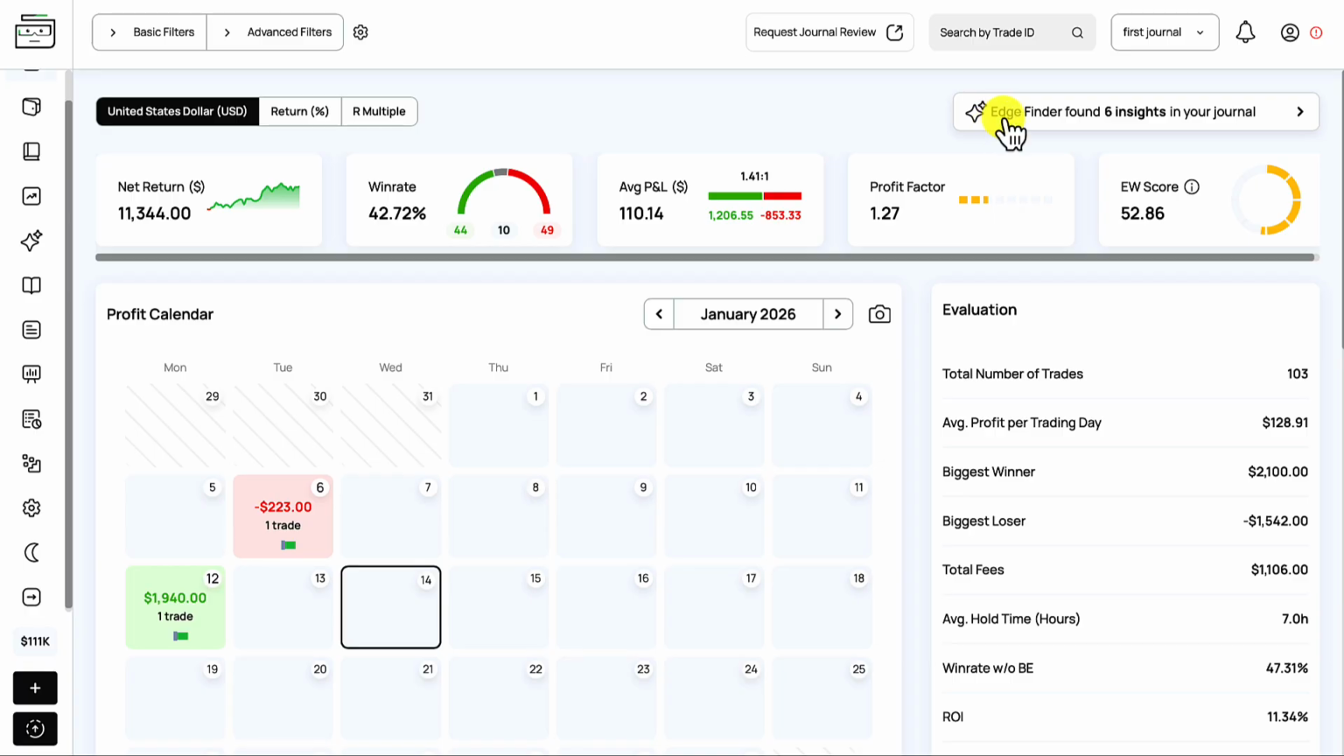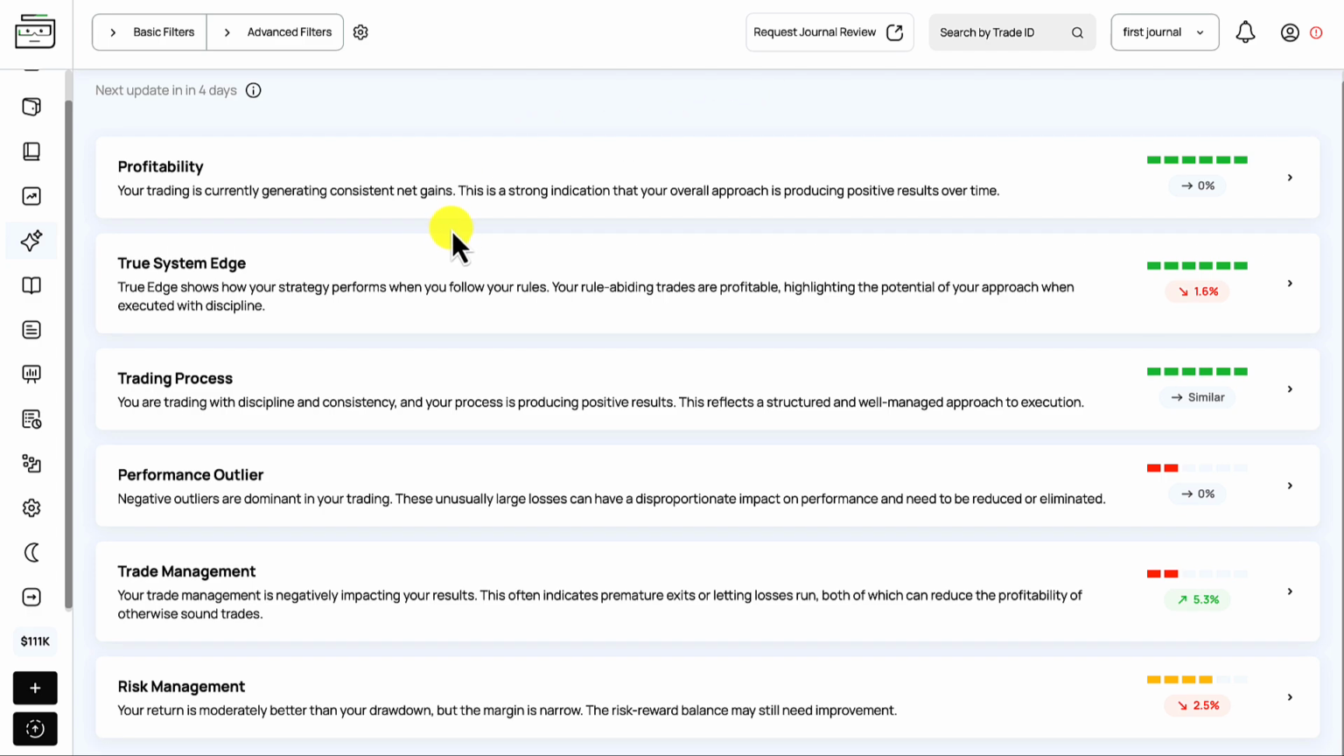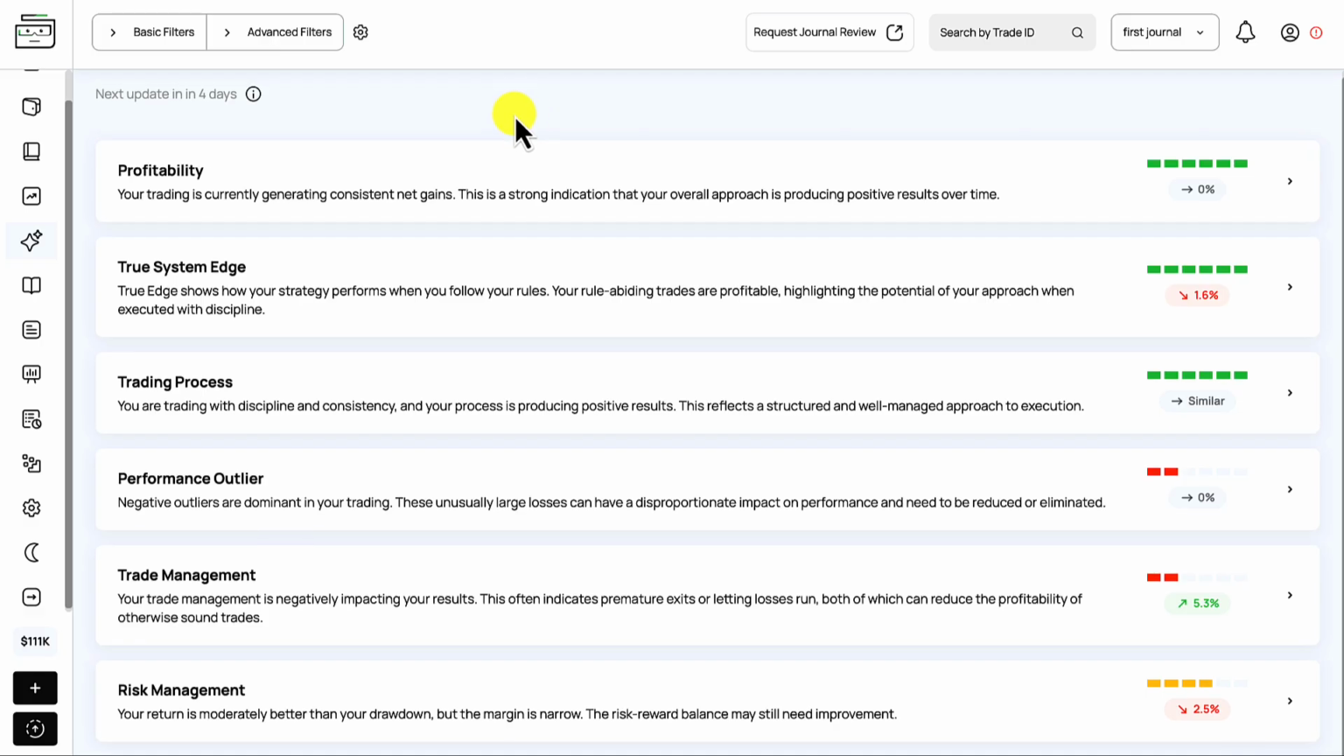The Edgefinder is a proprietary algorithm that runs every Sunday. It focuses on the 6 core areas of trading performance and trading behavior. It covers all important aspects of your trading, and it gives you an automated review over what really matters for you. So this is a very great starting place for your trading.